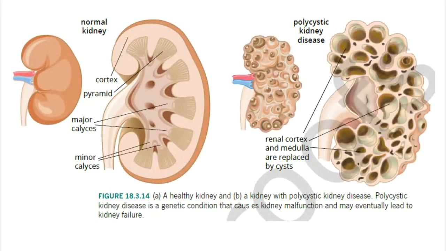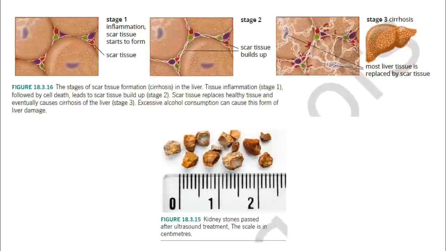Polycystic kidney disease. On the left, we have a normal kidney. On the right, we have the kidney with the cysts. Obviously this leads to kidney malfunction and may in fact lead to kidney failure. And here we see some cirrhosis in the liver, which may be caused by alcohol consumption, but lower down we see kidney stones, which can be passed through these kidneys.